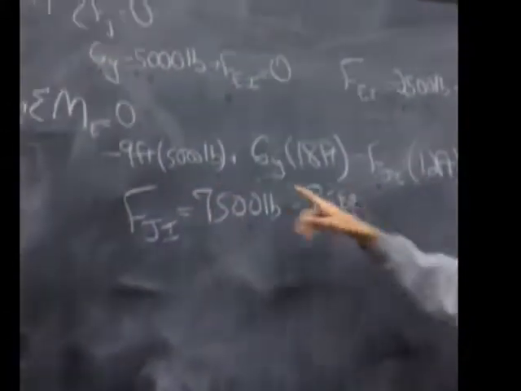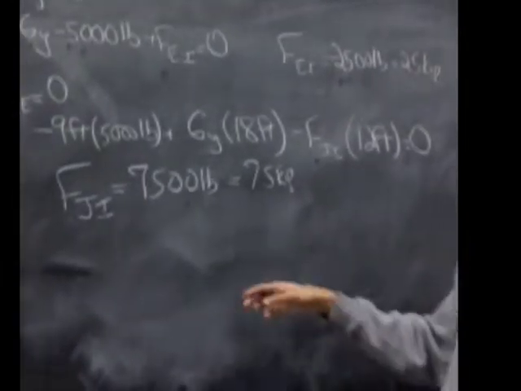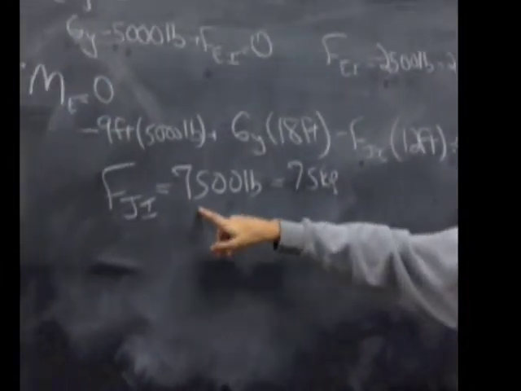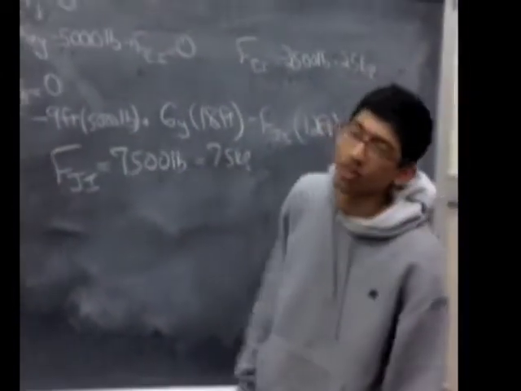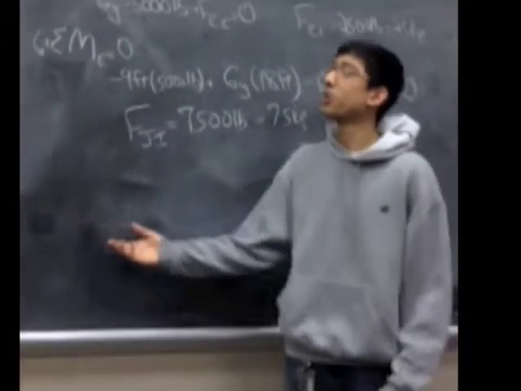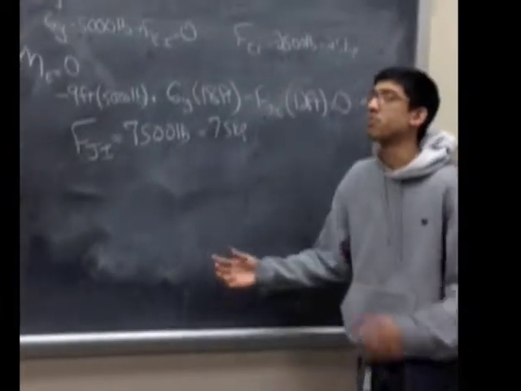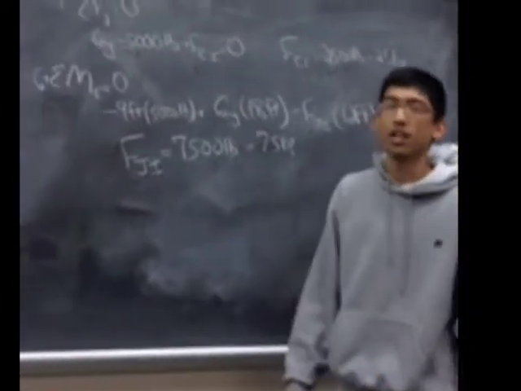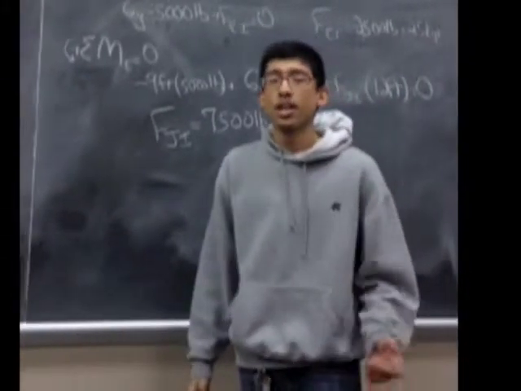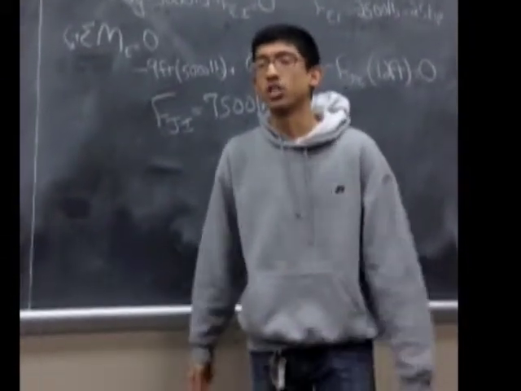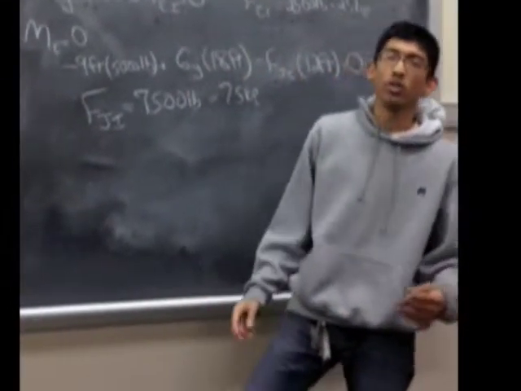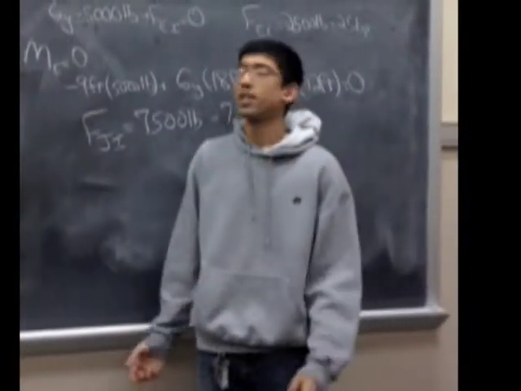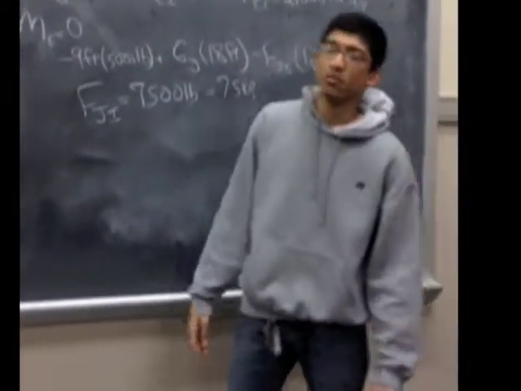Once we do that, we'll set up this equation, and once it's solved, we'll get 7,500 pounds as the force in JI. The method of sections is obviously a much faster way of solving these problems, especially with larger bridges and trusses. The method of sections can help save a lot of time. However, if you're working with a much smaller bridge or with a small number of forces or joints, then the method of joints can be a much faster way.